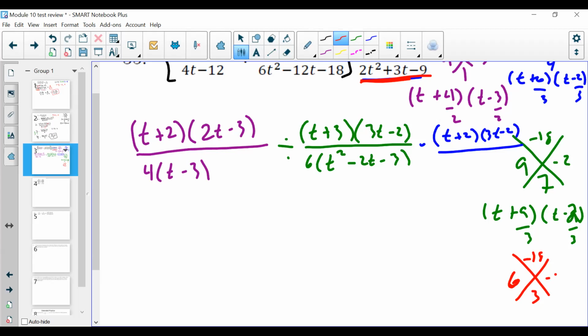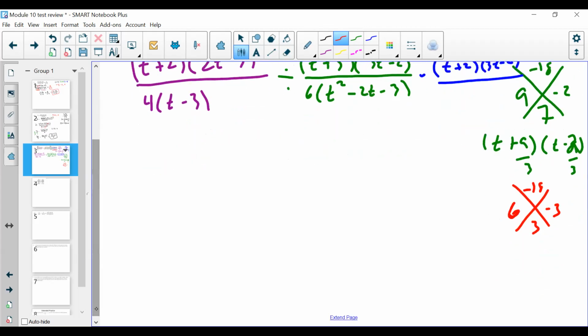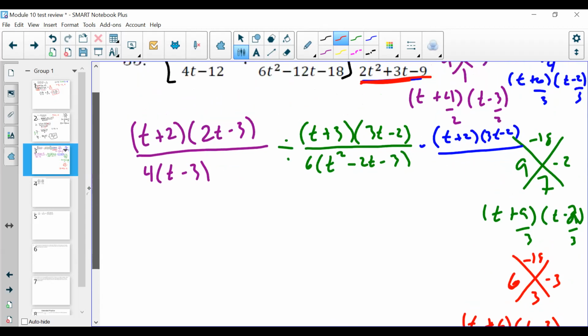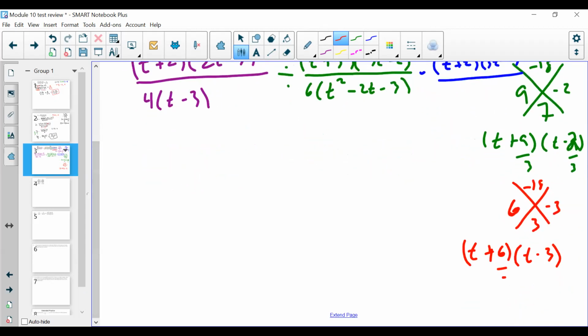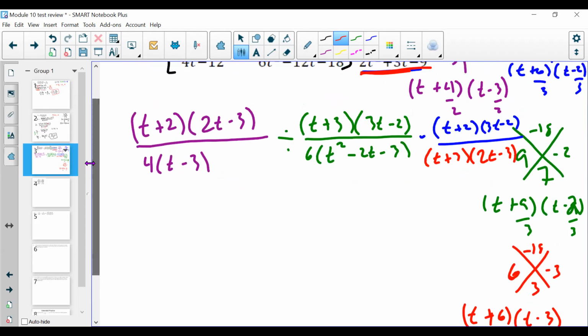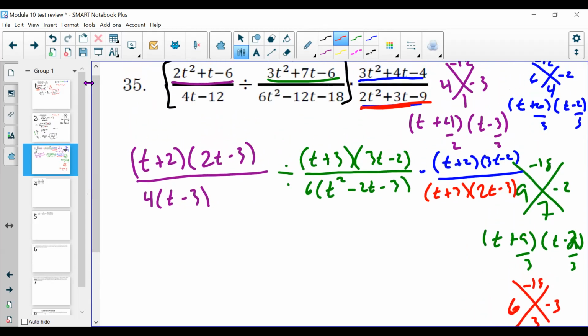So I have t plus 6, t minus 3. Divide that by your a value, which is 2. And we get that the bottom part is going to end up being t plus 3 times 2t minus 3. And that's how you factor all that out. It's kind of bunched up on the side, but that's your total factored out part right here.